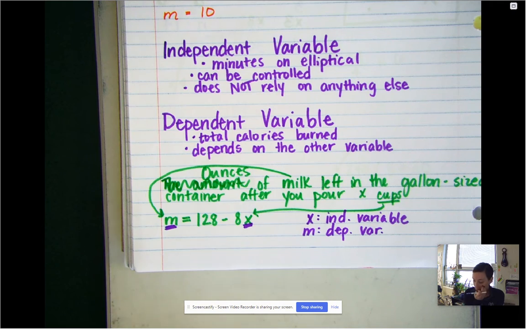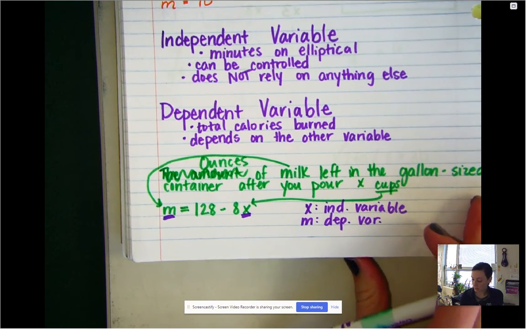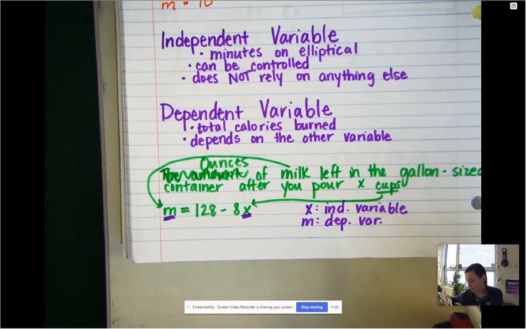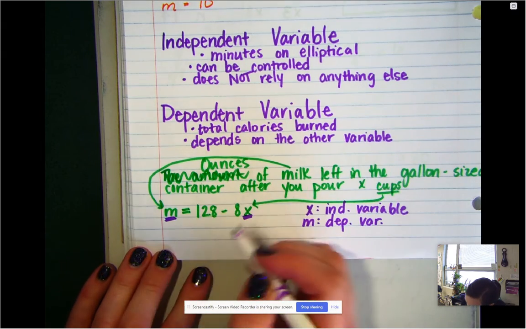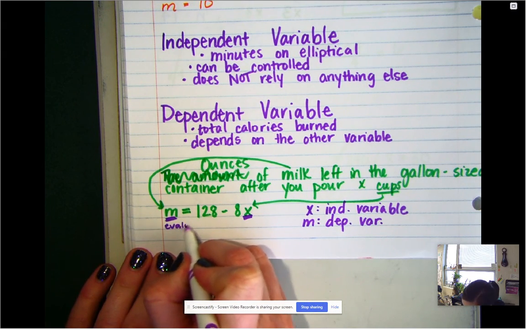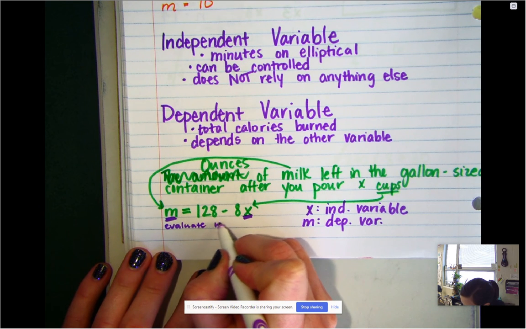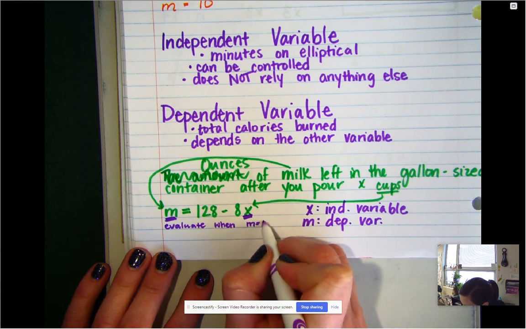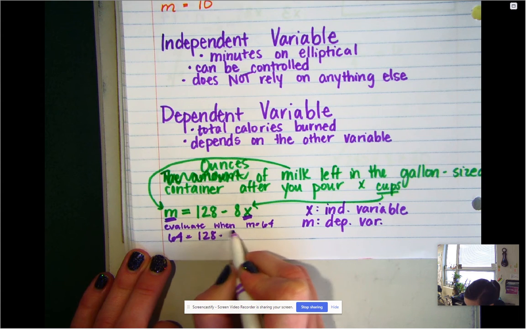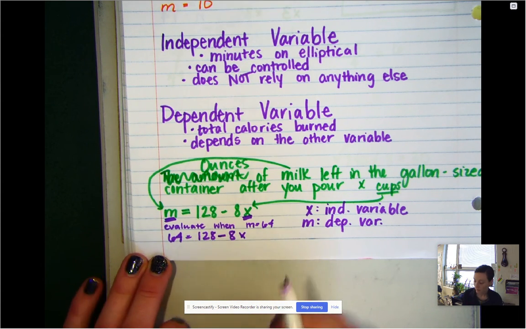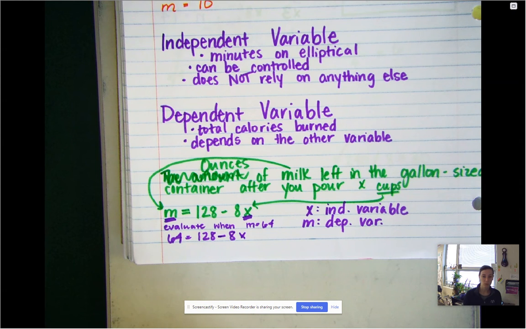All right, now let's imagine that we are given something and they say there are 64 ounces of milk in the container right now. How many glasses of milk have been poured? So they would say evaluate, I'm almost out of room, so I'm being stingy with what I write. Evaluate when M equals 64, there's 64 ounces left. I would do 64 equals 128 minus 8 times X. And this gets us into a whole other can of worms that I did not think about getting into. So we are going to stop there.